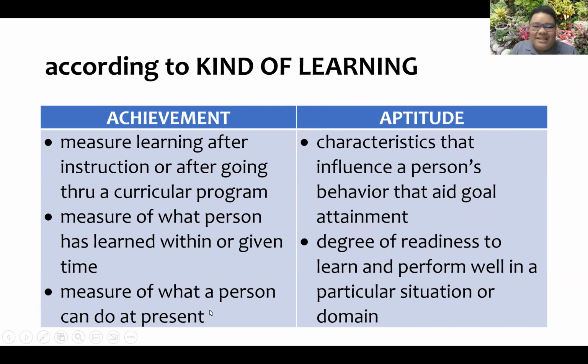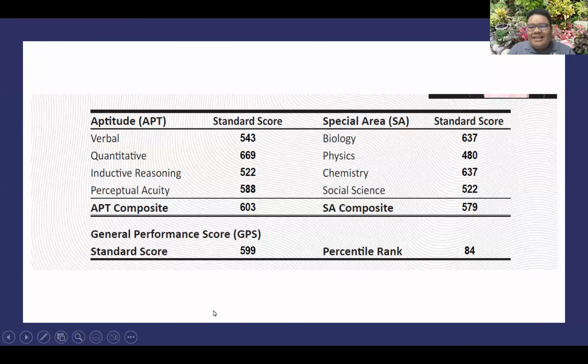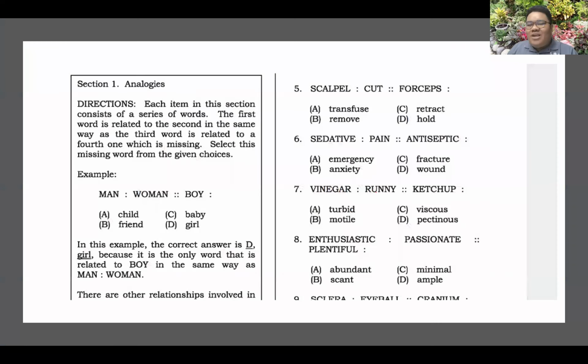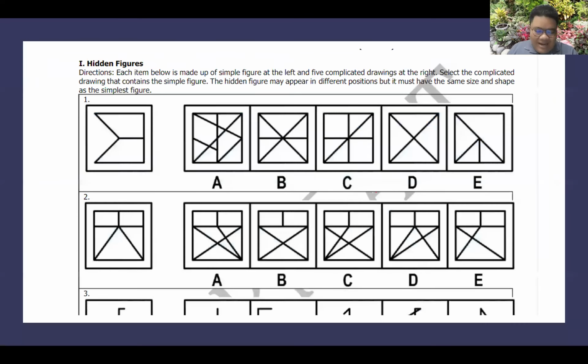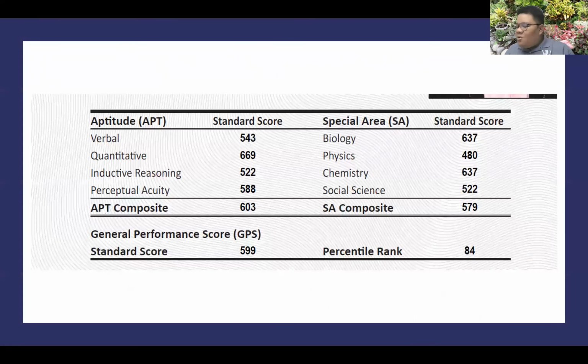Hindi niya sinasabi na ay matalino yan sa English kasi magaling talaga. Okay? Ayan, bobo yan kasi mababa yung score. No, that's not how it works. Okay? So that's what you refer to as aptitude test. Now, I would like to go back to this result. And then class, you also need to remember, no, that this test could be an aptitude test and this test could also be classified as standardized.